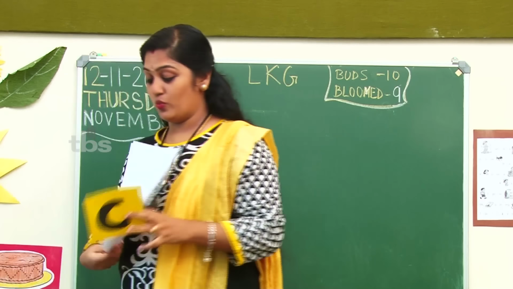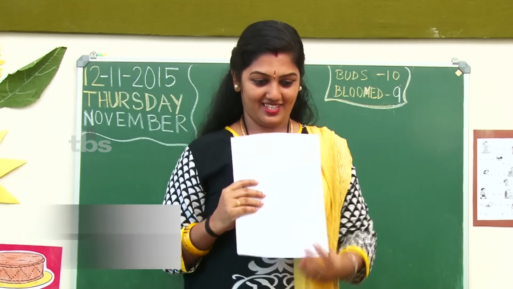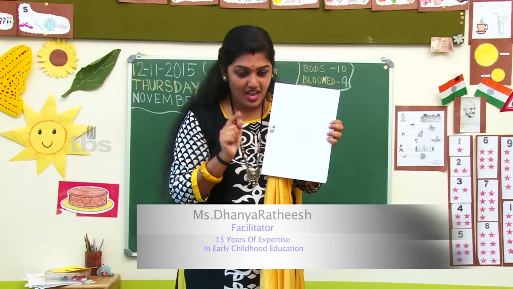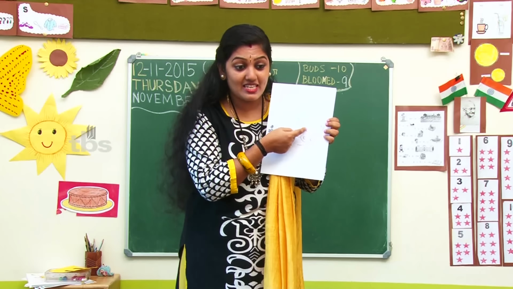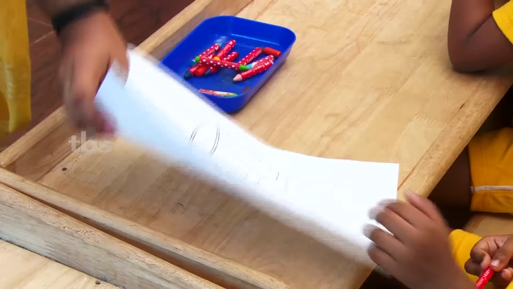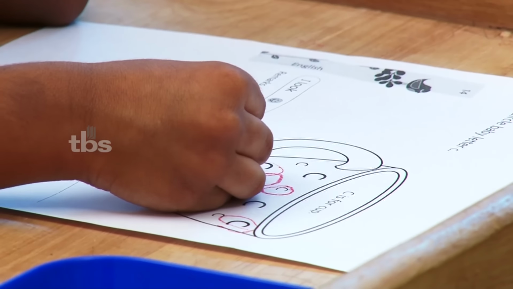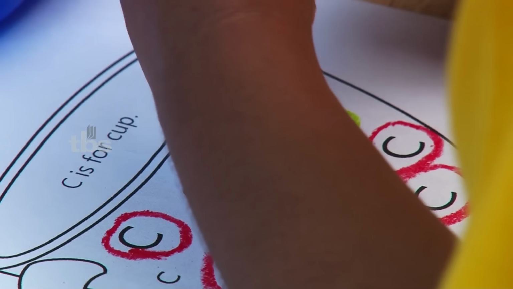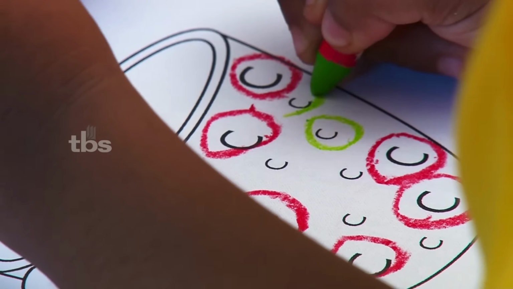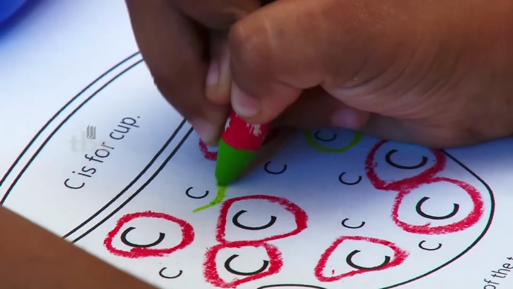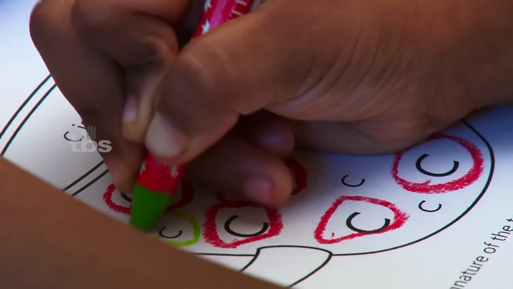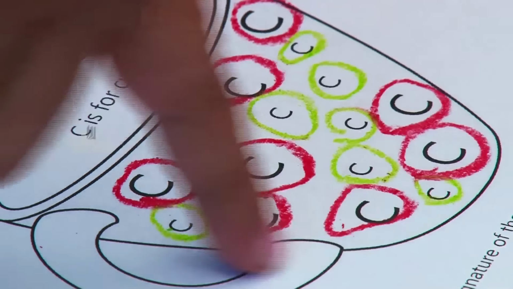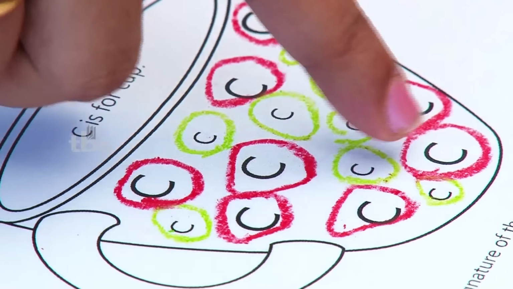Today, Auntie is going to give you one worksheet. See? What is this? Cup. First, you have to take red crayon and circle mama letter C. Yes. All the mama letters should be circled with red color. All the mama letter C's. Now take green color and circle baby letter C. Good girl. Yes. So, baby letter C, we circled with green color crayon, and mama letter C, we circled with red color.